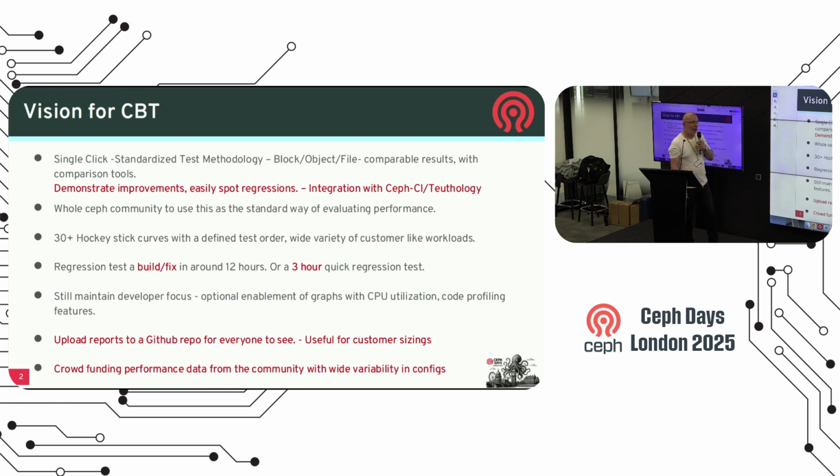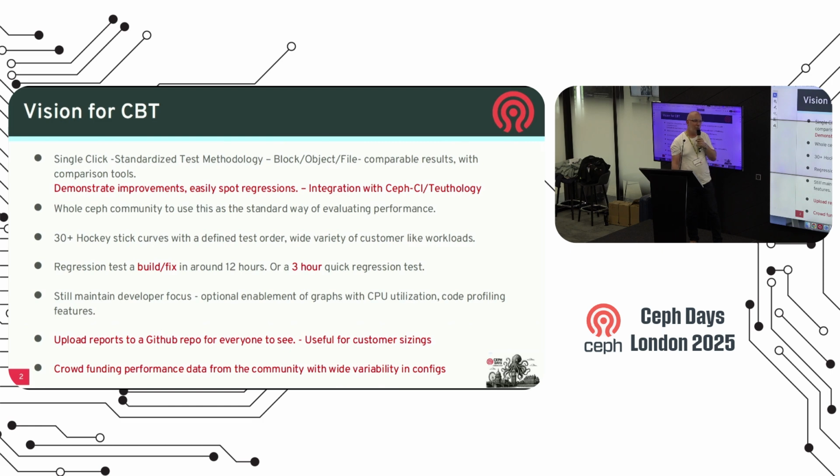The bottom two points are that we'd like to be able to share the results across the community by uploading all the results from CBT into a GitHub repo. I've had some feedback from various Ceph sellers about a lack of performance data to aid client sizings. That's largely because with Ceph, there's such a wide variety of different configurations. No two Ceph systems are actually the same.